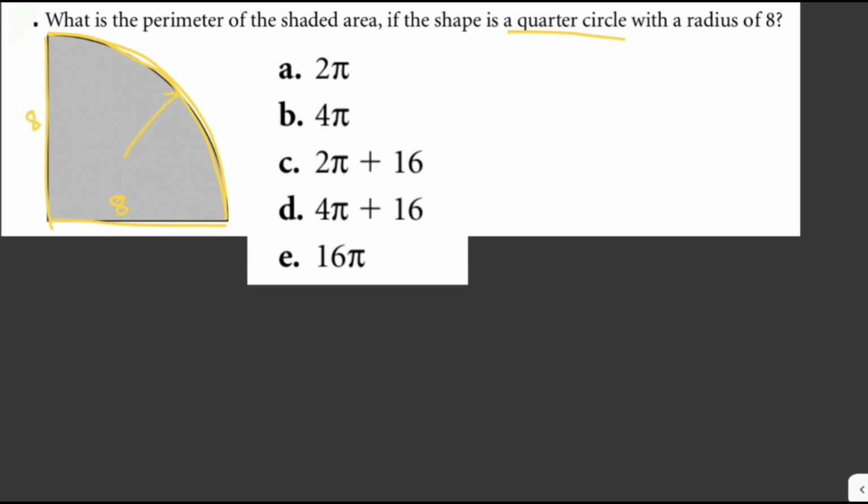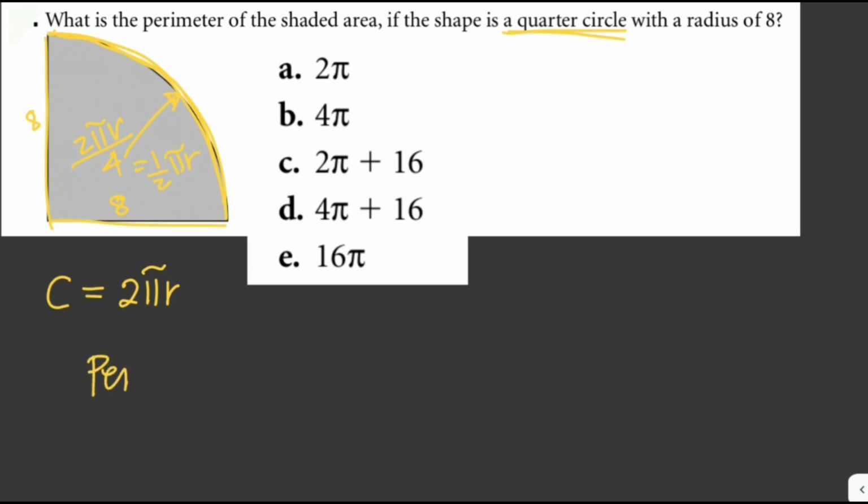Okay, and now to find this curve here, we know that the circumference of the circle is just equal to 2 pi r, and it says here this is a quarter circle, so that means this curve here is just equal to 2 pi r over 4, or just 1/2 pi r. Now we can solve for the perimeter.